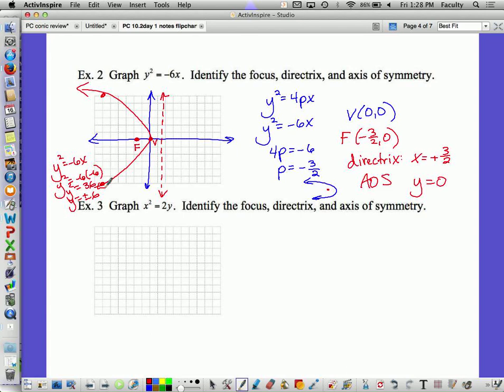All right, let's try example 3. Graph x squared equals 2y. Does this open up, down, left, or right? Up. Good job. This is going to open up. So I need x squared equals 4py. And I have x squared equals 2y. So 4p equals 2. So p is 1/2.